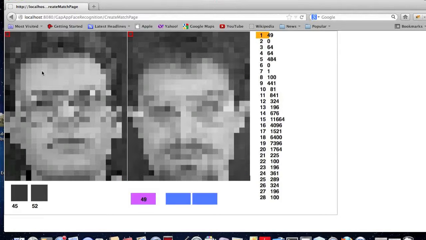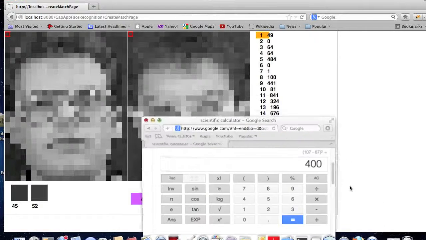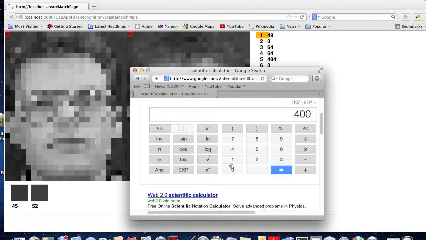So the difference between 45, okay, let's take a look, pull up the calculator. So you put a parenthesis here, you get 45 minus 52 squared, that equals 49, which we've got up there. Okay, so we've got the difference between this first coordinate, the corresponding coordinate for the two different faces, get the difference, square it, and that's that number up there.